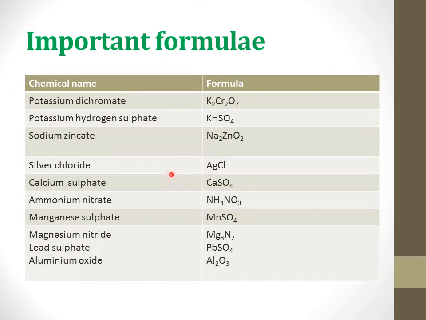Here are some important formulae. Chemical names and formulae are given. You have to go through this. Potassium dichromate K2Cr2O7, then potassium hydrogen sulfate KHSO4, then sodium zincate Na2ZnO2, silver chloride AgCl, calcium sulfate CaSO4, ammonium nitrate NH4NO3, manganese sulfate MnSO4, magnesium nitride Mg3N2, lead sulfate PbSO4, aluminum oxide Al2O3.